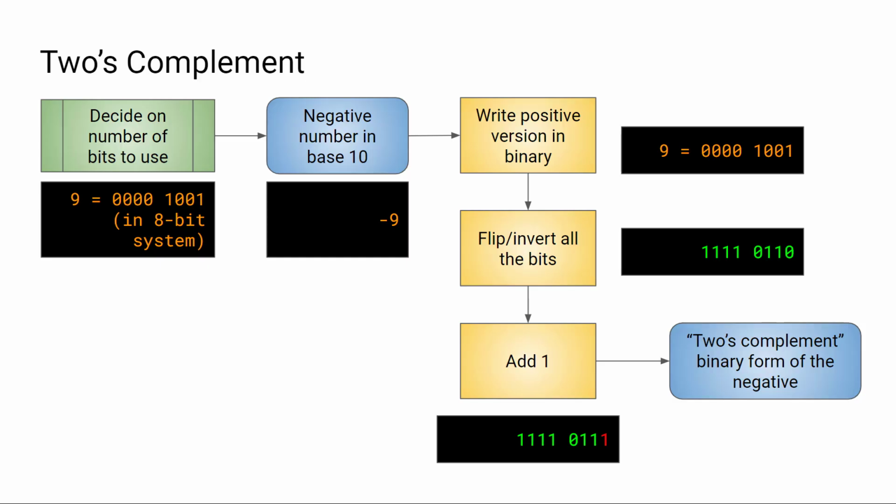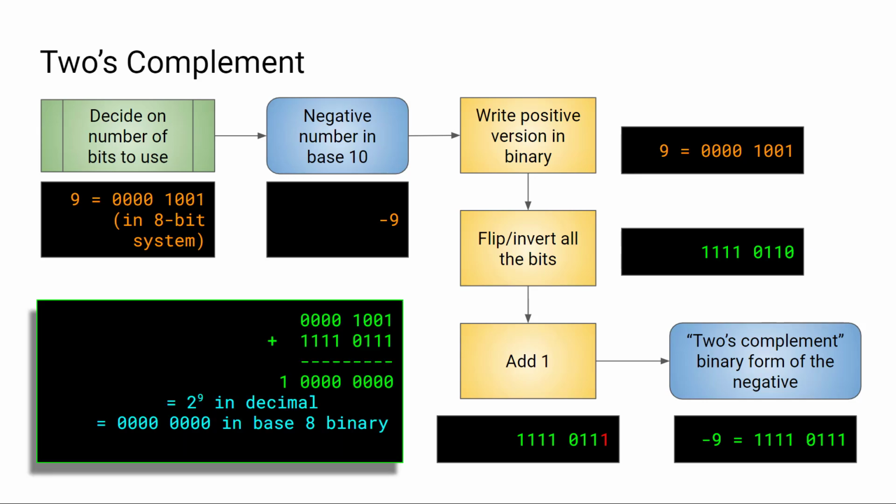Notice that when we add these two, we don't actually get 0 like you might expect. Instead, we get 2 to the 9th power. But since we're in an 8-bit system, this truncates to 0. Thanks to the 8-bit system, therefore, we do end up with 0 like we should. This makes 2's complement consistent with the rules of addition that we already have.